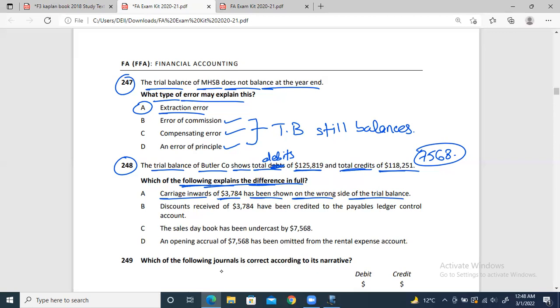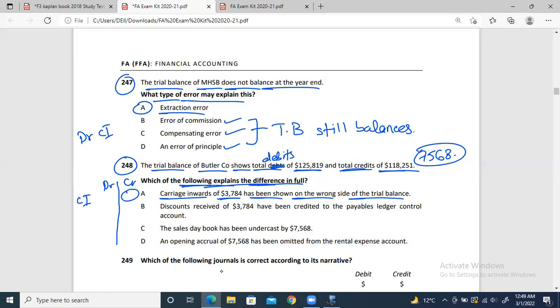Again, we need to use some common sense over here, right? Carriage inwards is basically a new word for transportation costs. In easy terms, you can call it transportation cost or delivery costs. So delivery cost is basically an expense, right? So let's say this is a trial balance, and this carriage inwards is an expense, it should be written on the debit side, but it's actually written on the credit side, right? So for correcting this, we actually debit carriage inwards by 2 times, not with 1 time.